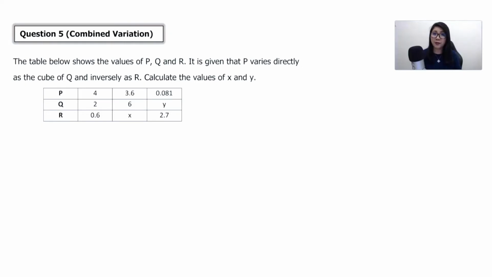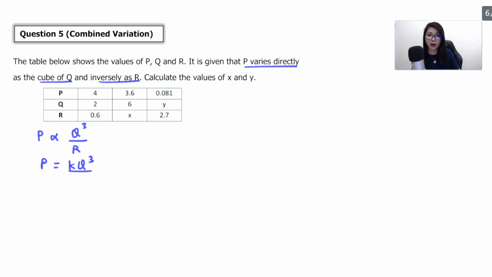This is on combined variation. The table below shows the values of P, Q, and R. It is given that P varies directly as the cube of Q and inversely as R. Calculate the values of X and Y. Okay, so here it is given that P varies directly as the cube of Q and inversely as R, which means that P varies directly as Q cubed over R.